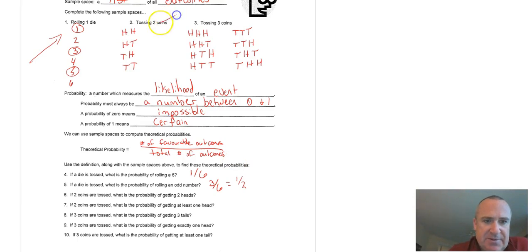All right, so then two coins. So now we're going to use this sample space right here. Tossing two coins. If two coins are tossed, what's the probability of getting two heads? That would be heads, heads right there. So that would be 1/4.